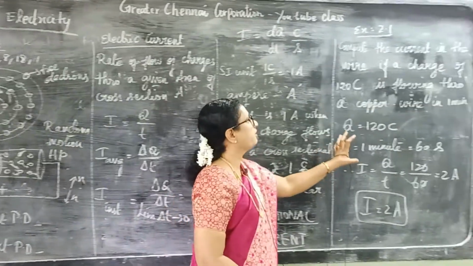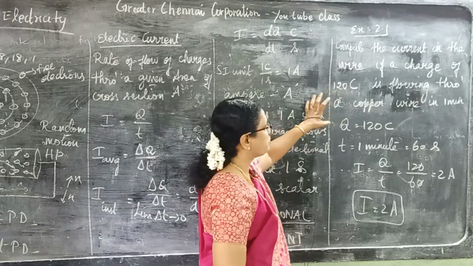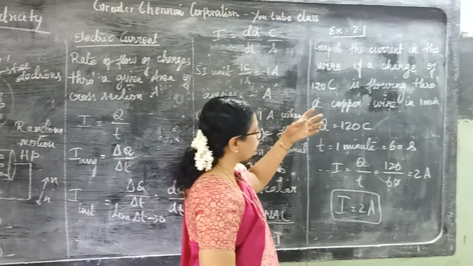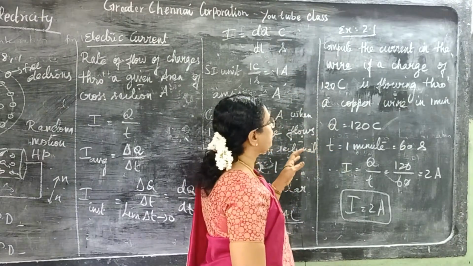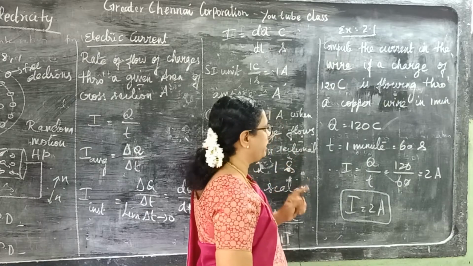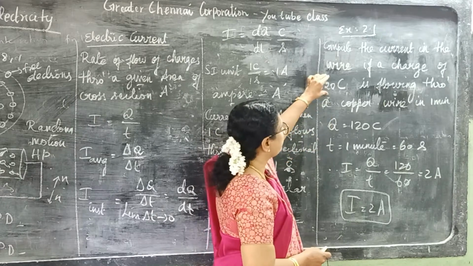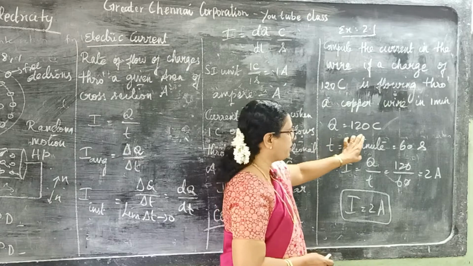We are going to see a first example problem, example 2.1. This is a very simple problem which you may get for 1 mark or 2 marks. Compute the current in the wire if a charge of 120 coulomb is flowing through a copper wire in 1 minute. So, the given quantities we have to write first. They have given the charge Q as 120 coulomb and the time T as 1 minute.